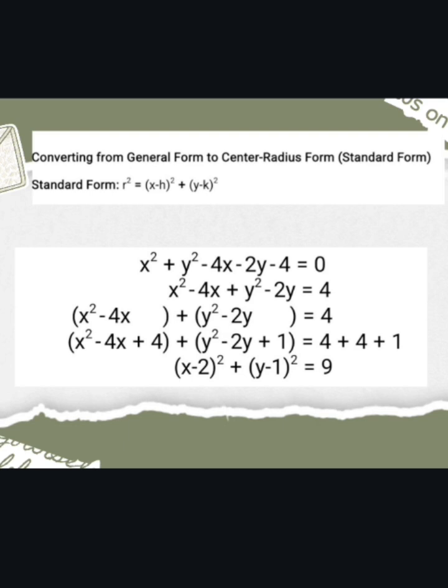Y squared minus 2y. So, same process gihapon. Divide gihapon ta og 2. So, negative 2 divided by 2 is negative 1. So, negative 1 times negative 1, positive 1. So, nag-plus 1 ta diri ha. Then, nag-plus 1 pud sa pikas side. Dayon, since perfect square trinomial naman gid na siya, ato na dayon na siya himuon nga square of a binomial.